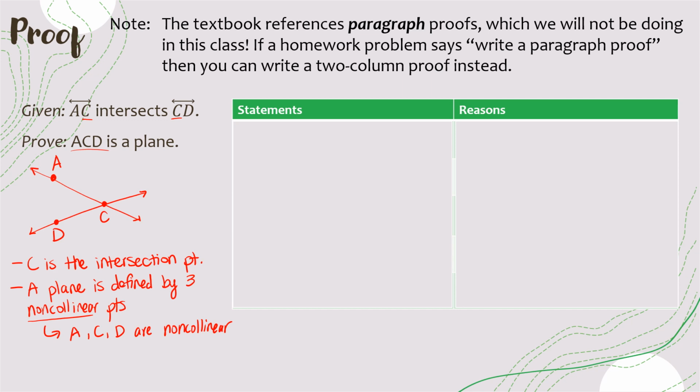Okay, so I see that C is on both lines, but A and D are on separate lines. Somehow we're going to have to mention that that means as a whole they're non-collinear. What else might be in our proof? Kind of feeling like that's a good brainstorm and that we might be ready to step through some things.